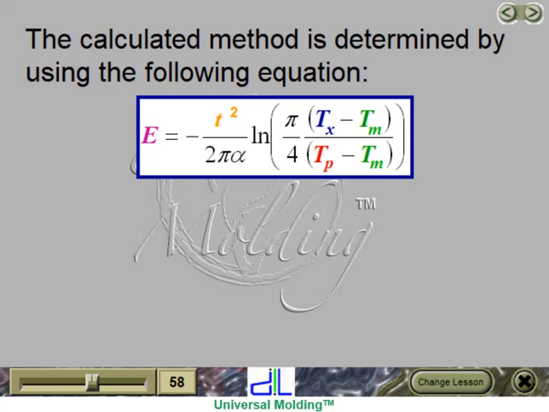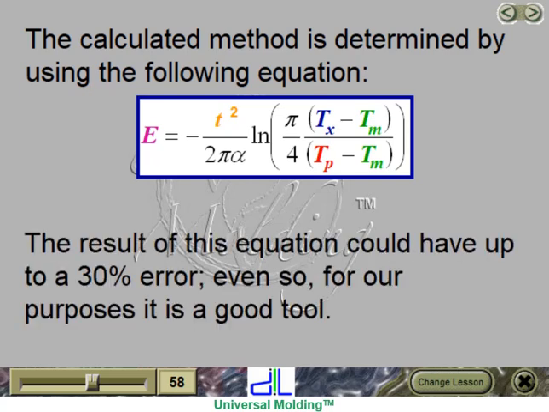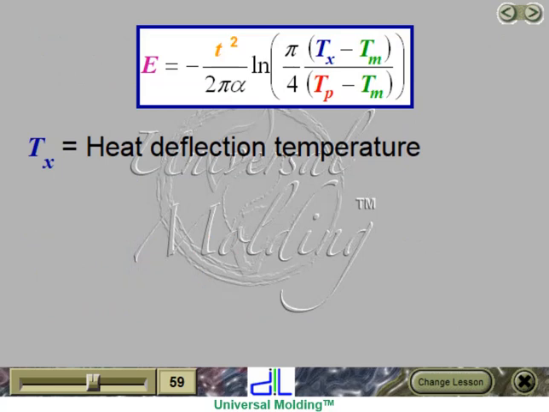The calculated method is determined by using the following equation. The result of this equation could have up to a 30% error. Even so, for our purposes, it is a good tool. Tx equals heat deflection temperature. Tm equals mold temperature.